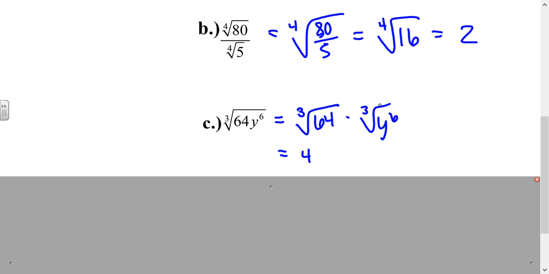And for the cube root of y to the 6th, you divide the exponent by the root. So 6 divided by 3 would be 2, so this would come out to be y squared. If I took 4y squared times 4y squared times 4y squared, doing it to the third power, it would come out to be 64y to the 6th.